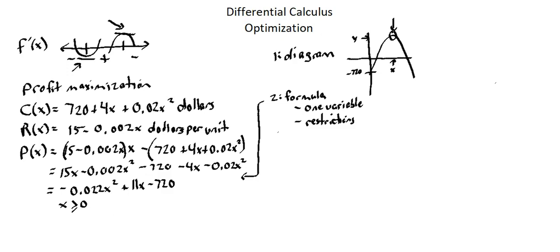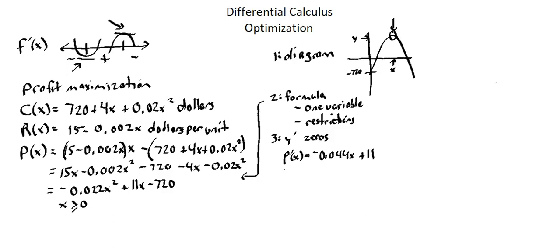Third step is first derivative zeros. So looking at our function, the derivative of negative 0.022x squared, that's the first term, is 2 times the coefficient, so negative 0.044x to the power of 2 minus 1, plus 11x becomes plus 11, and minus 720 is 0, so we leave that off.